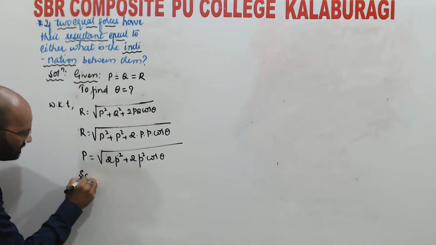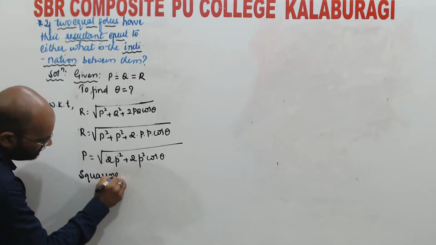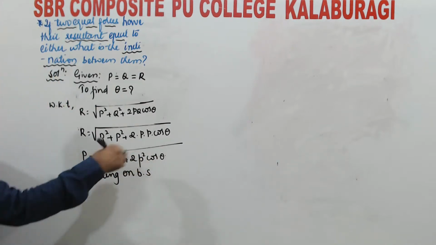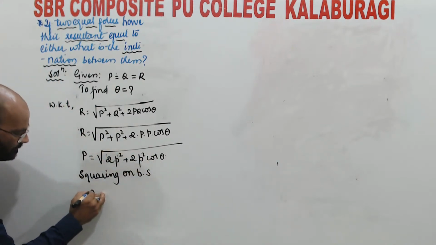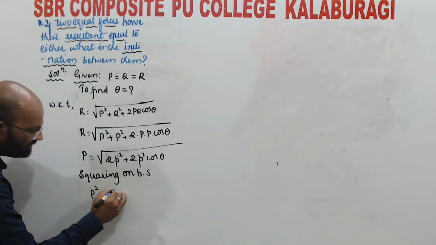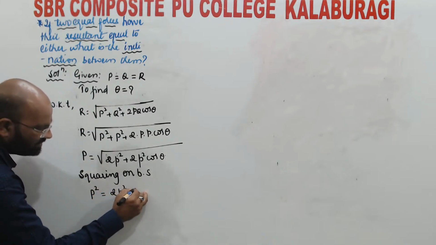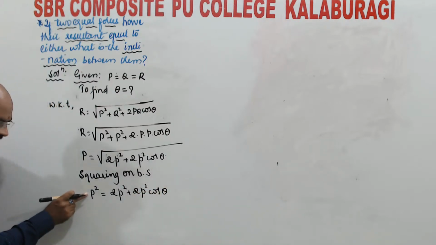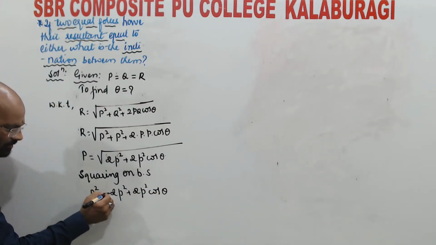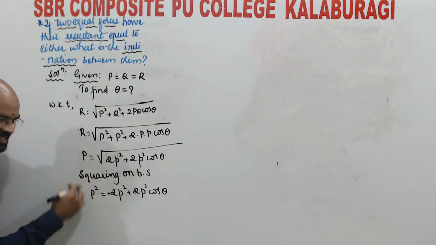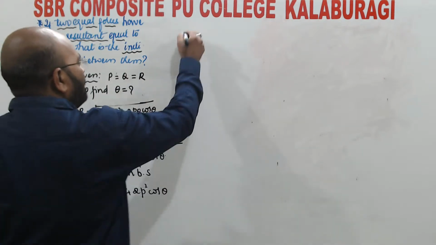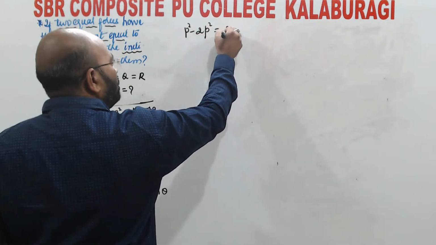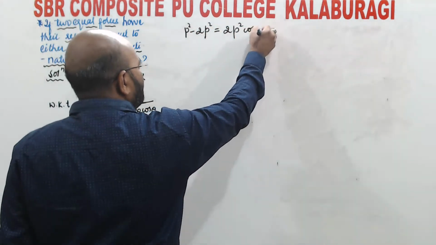Squaring on both sides. Then square and root will be cancelled. So you will get P square is equals to 2P square plus 2P square cos of theta plus P square. This is also plus P square. From RHS to LHS it becomes minus. Therefore, P square minus 2P square is equals to 2P square cos theta.